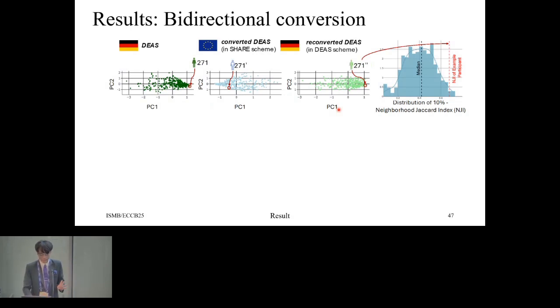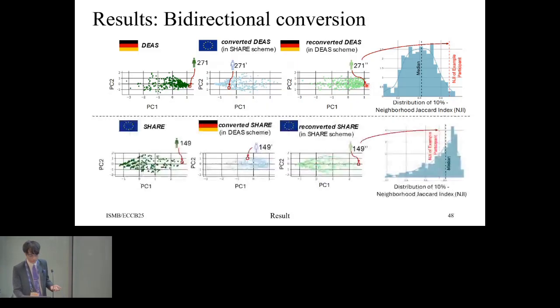So we start with DS. We make DS into the shared scheme, the EU data scheme, and back to the German data scheme. And you can see this one, patient number 271, moves from here to here and back to where it started. Similarly, we see this when we start from the EU scheme, go to German, and back to the EU scheme. So that means that we can now convert your data from one database scheme to another.